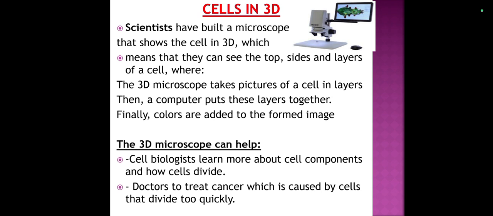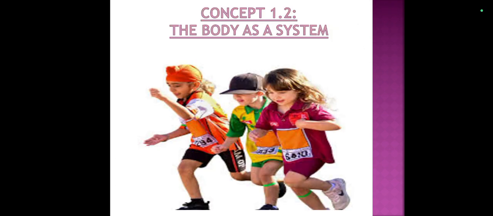It can also help doctors to treat cancer, which is caused by cells dividing too quickly. So when we want to study cancer and do research about cancer in the human body, we use the 3D microscope. And that's it for today.